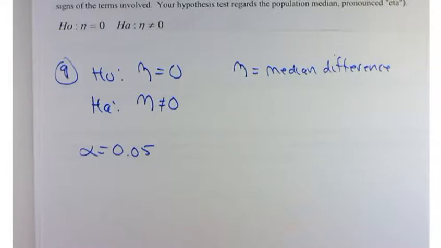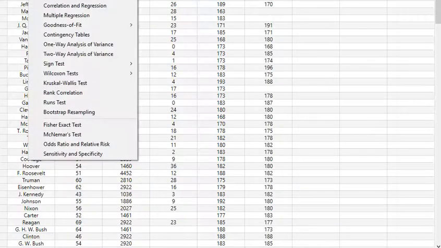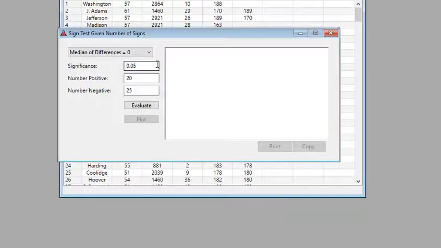Let's go to StatDisk. Then down to Analysis. Over to Sign Test. Now, there's a couple ways that you can conduct this test, and I'll show you both of them. In the next example, I'll show you with given pairs of values. In this one, I'll show you how to work with a given number of signs. We're going to test the claim that the median difference is 0, at the 5% level. We had 9 that were positive and one that was negative.